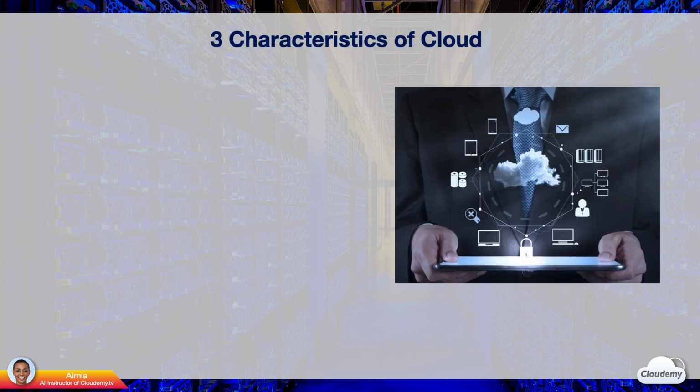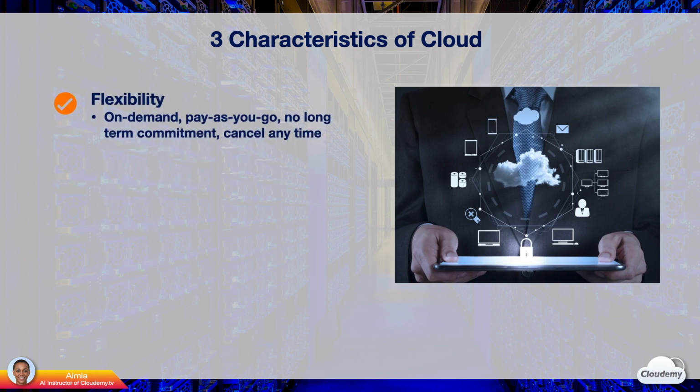There are 3 main characteristics of cloud computing: flexibility, scalability, and elasticity. Flexibility means cloud computing is completely on demand. You can rent or cancel computing resources anytime. You pay by hours, minutes, or seconds as you go. There is no long-term commitment. For instance, if you need a massive computing power to run machine learning algorithms, or render videos for 1 hour once a week, you can never do this with a traditional data center.